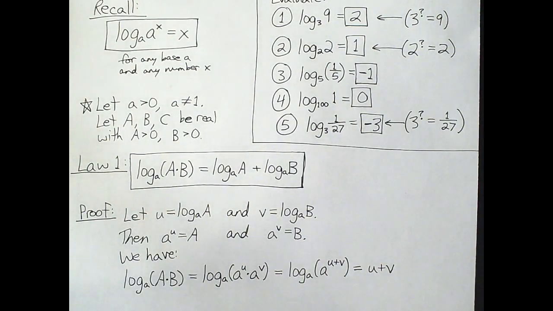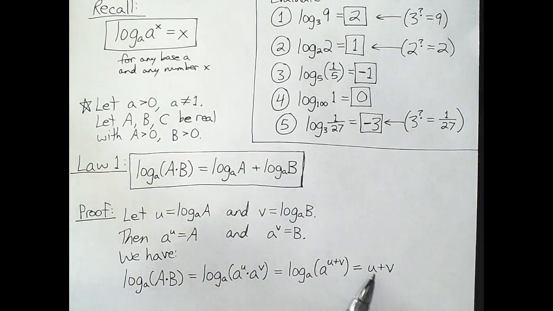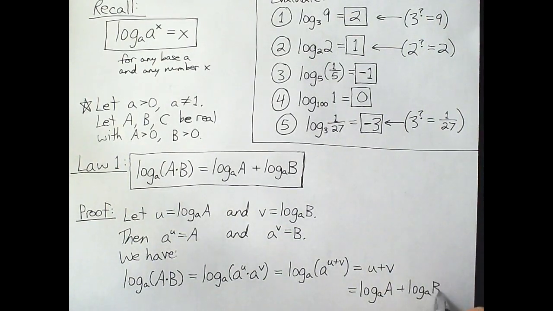Is that what we wanted? U plus v? Well, what we want is to show the left-hand side equals the right-hand side. But check this out. What is u? U is log base a of A. What is v? V is log base a of B. So I'm going to write that. This is log base a of A plus log base a of B. Hey, that's what we wanted.